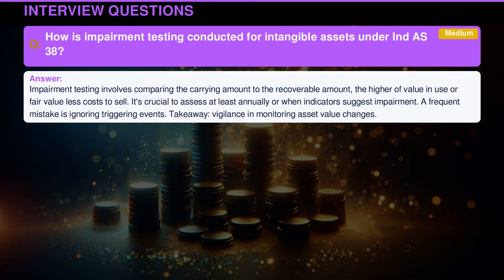Impairment testing involves comparing the carrying amount to the recoverable amount: the higher of value in use or fair value, less costs to sell. It's crucial to assess at least annually or when indicators suggest impairment. A frequent mistake is ignoring triggering events. Takeaway: vigilance in monitoring asset value changes.